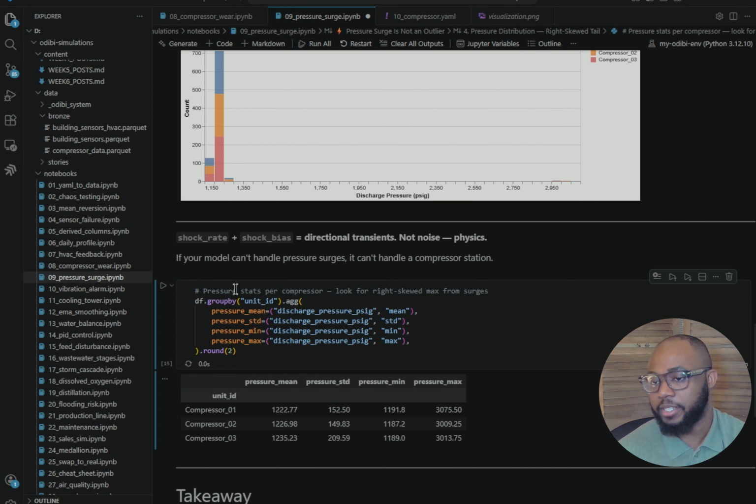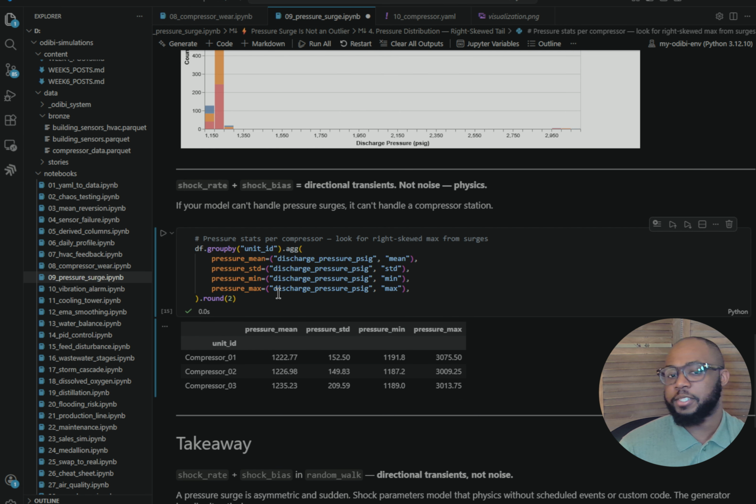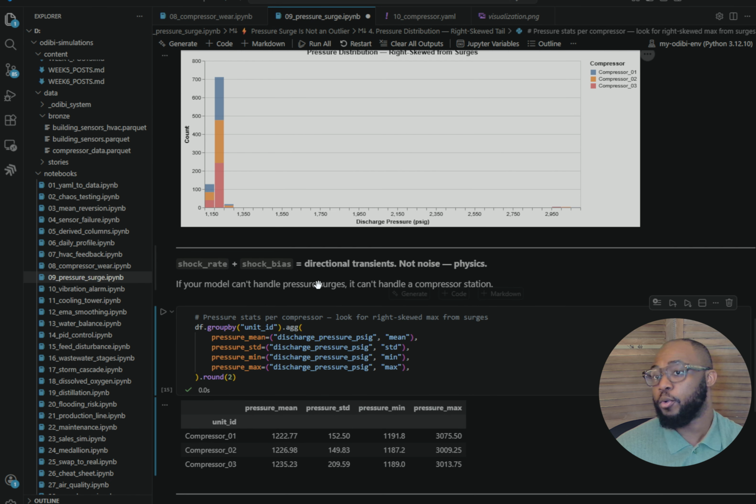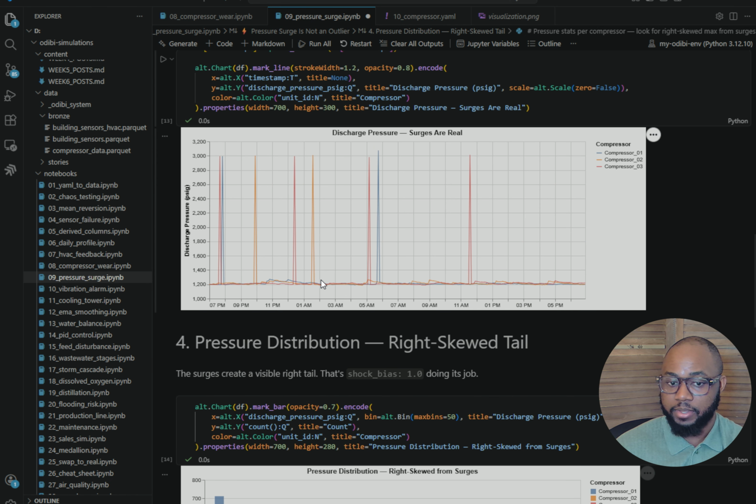But in closing, we have two systems working together. We have the shock parameters, which include the shock rate, the shock magnitude, and the shock bias. And that gives you realistic process transients that stay within physical bounds. The chaos parameters, which are the outlier rate and the outlier factor, give you sensor glitches that blow past those bounds that we set. Your anomaly detector needs to learn the difference, and it can only learn that difference if your training data includes them both.